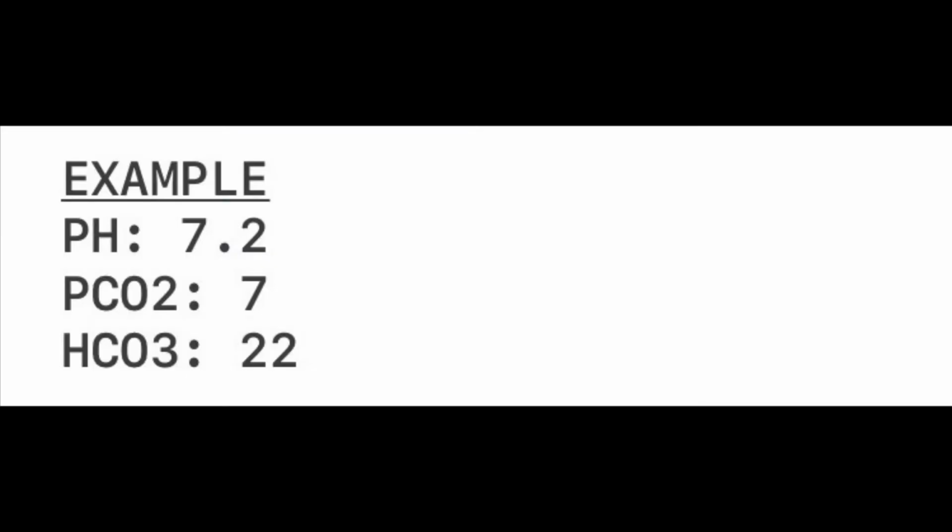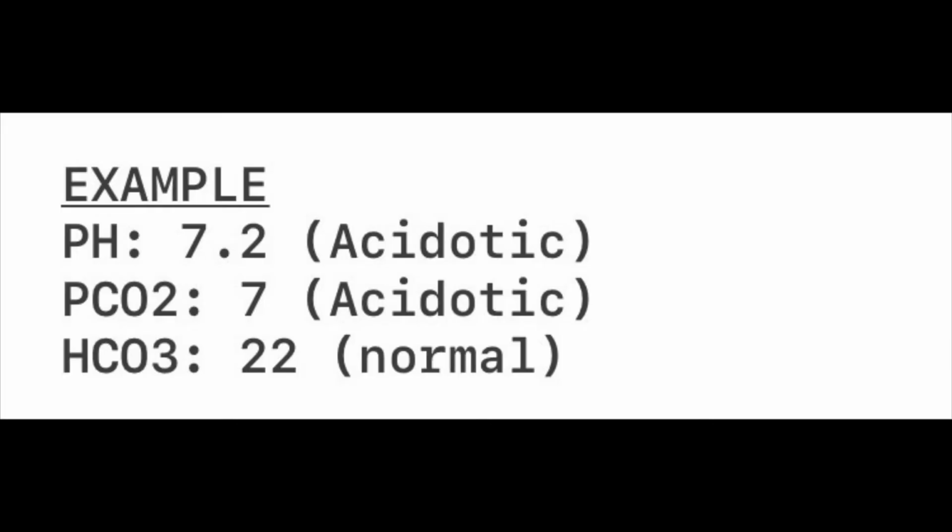Let's assume your patient has an acidic pH of 7.2. Your PCO2 is 7 and bicarb is 22. Which of these has shifted in the direction of your pH? Yes, the respiratory component, or CO2. Therefore, this is a case of respiratory acidosis, as in COPD patients.